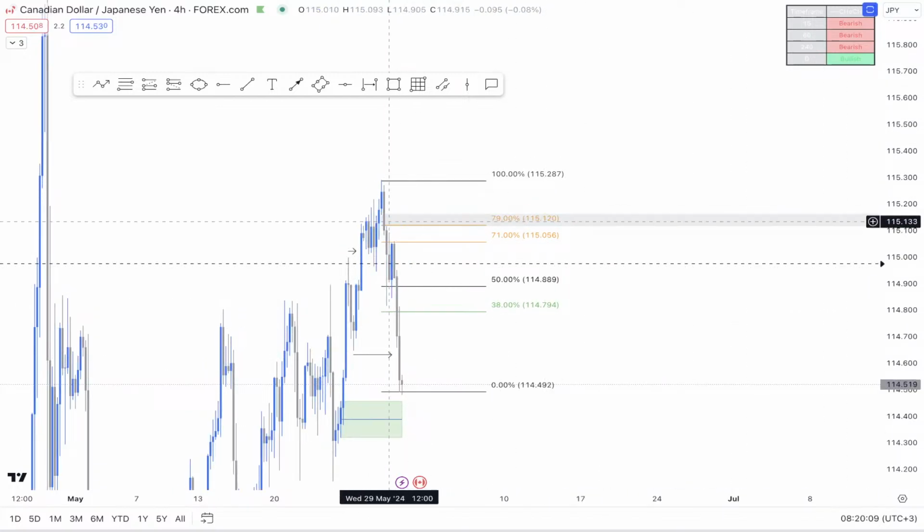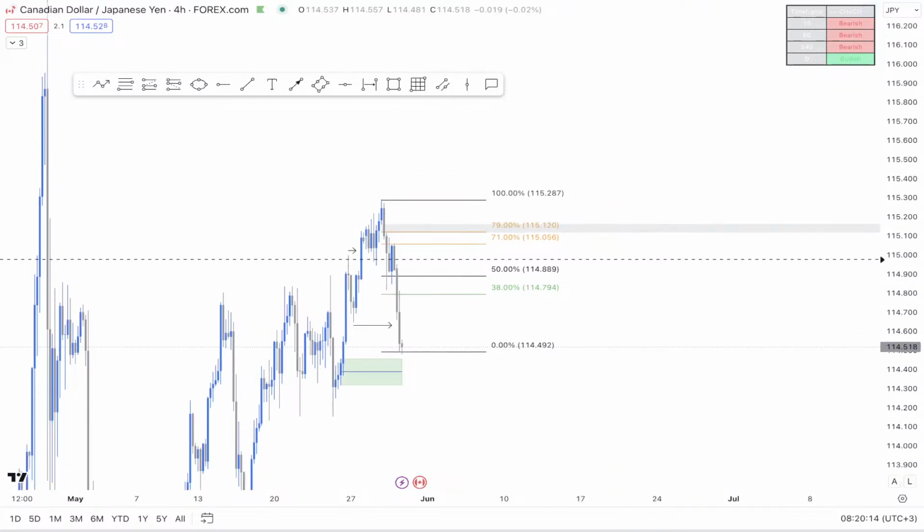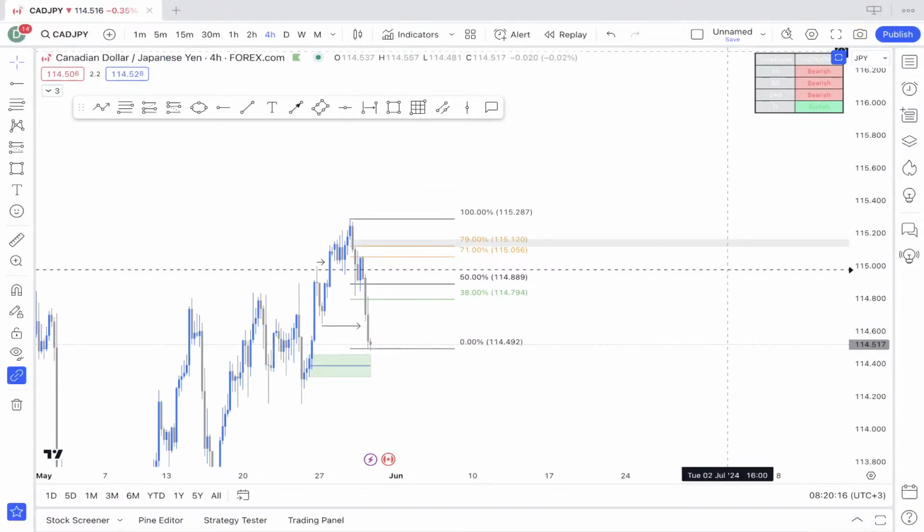We have this fair value gap lining up with the area of interest, and now the last thing that we need to wait for is a corrective pullback.